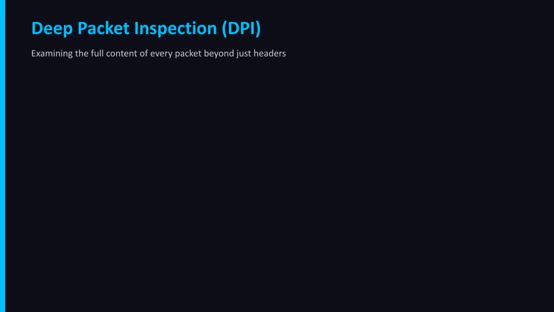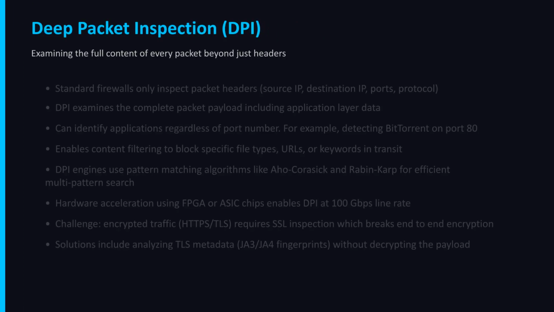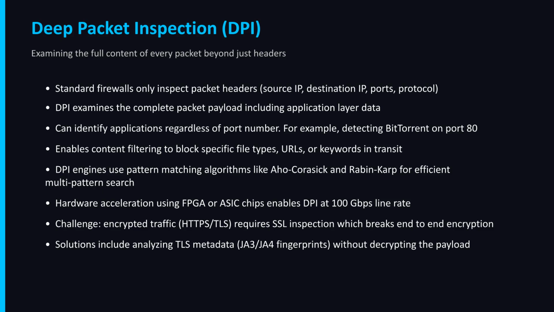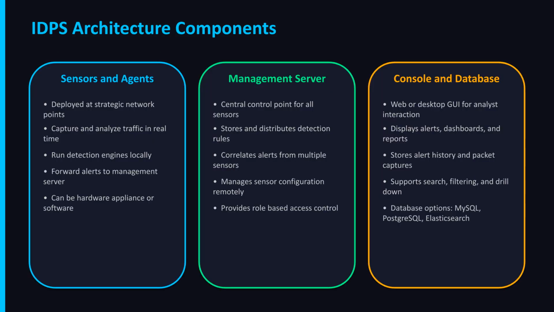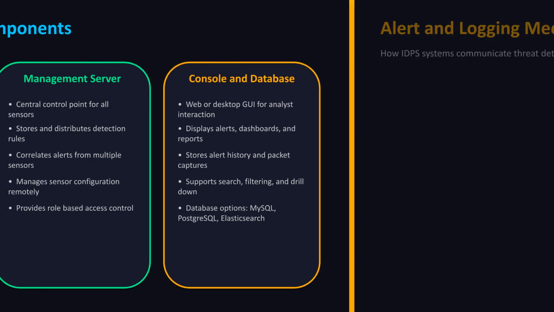Deep Packet Inspection, or DPI, goes beyond headers to examine the entire packet payload. This allows for fine-grained control, such as identifying applications regardless of port or enforcing content-specific policies, though it requires robust hardware. An effective IDPS architecture comprises three main components: distributed sensors or agents that inspect traffic, a central management server that distributes rules and correlates data, and a console for analysts to view alerts and manage history.